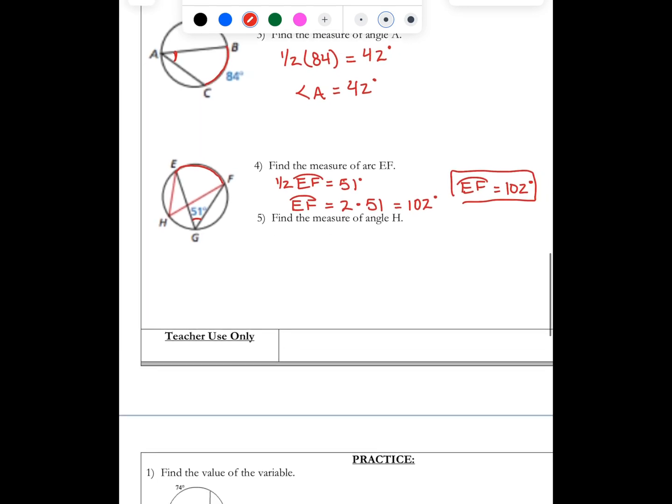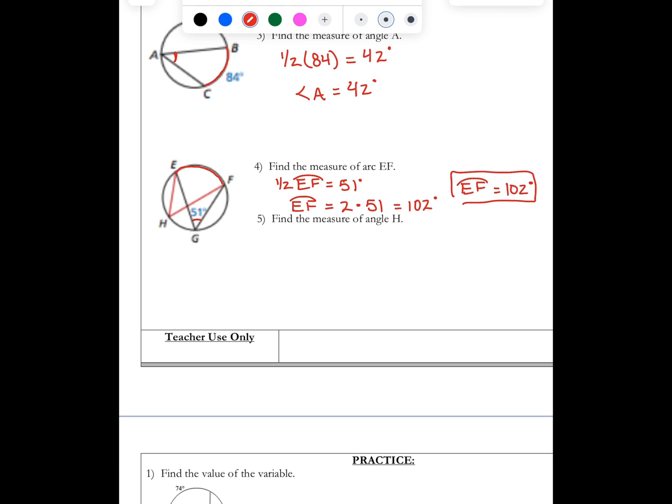The last question on this page asks us to find the measure of angle H. So this angle here, that angle also intercepts our arc of EF. Therefore, it must be congruent to angle G. So angle H also has to be 51 degrees.